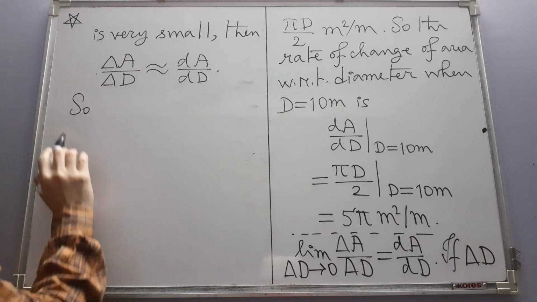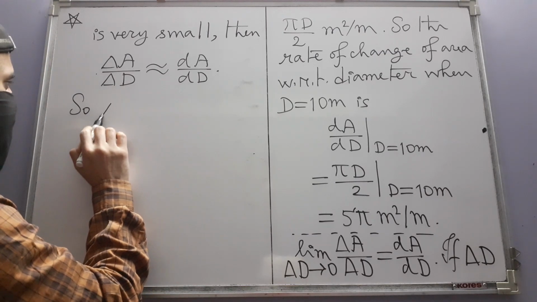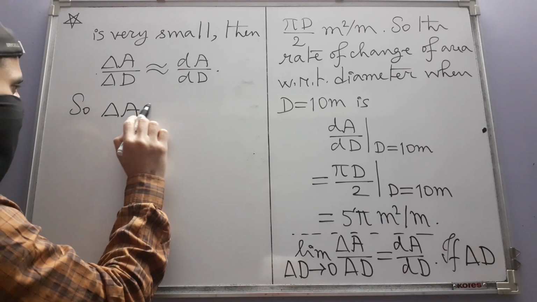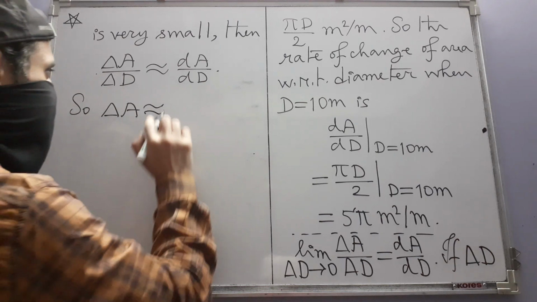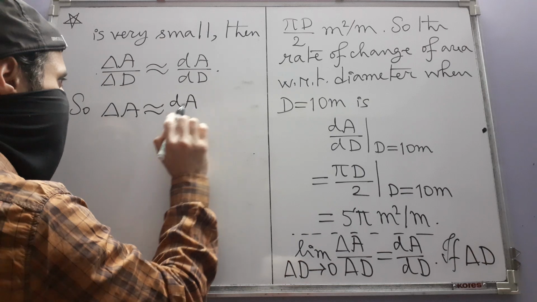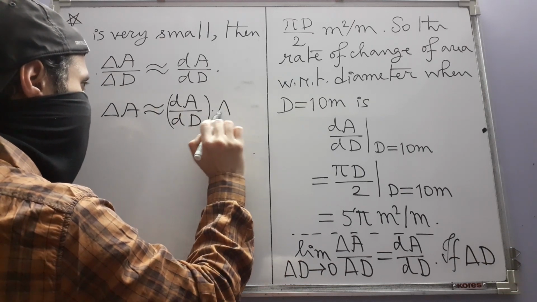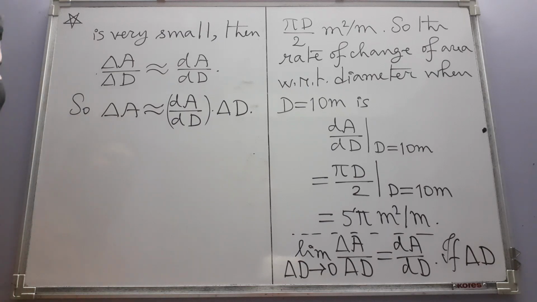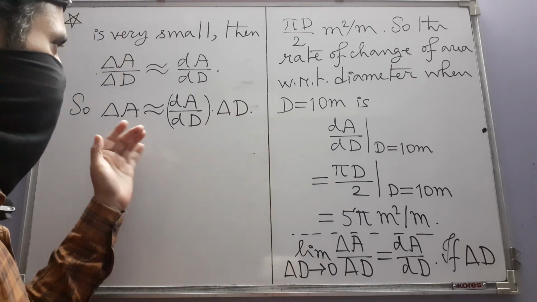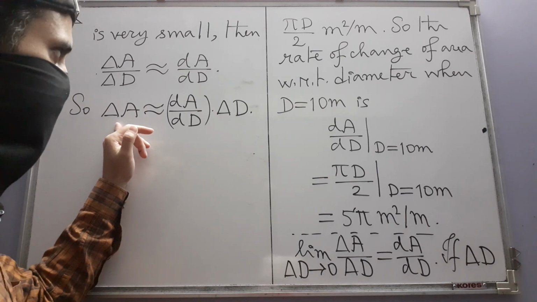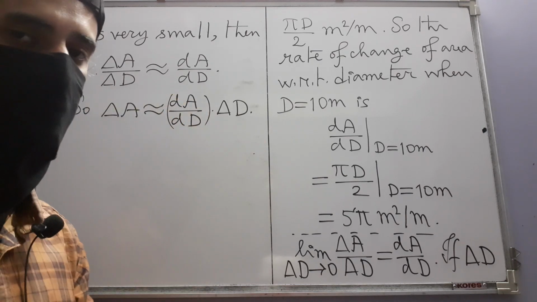So, we can multiply both sides by delta D, also with the assumption that delta D is not 0, and we have this. This means that if there is a very small change in diameter, then the corresponding small change in area can be calculated like this approximately using the derivative.